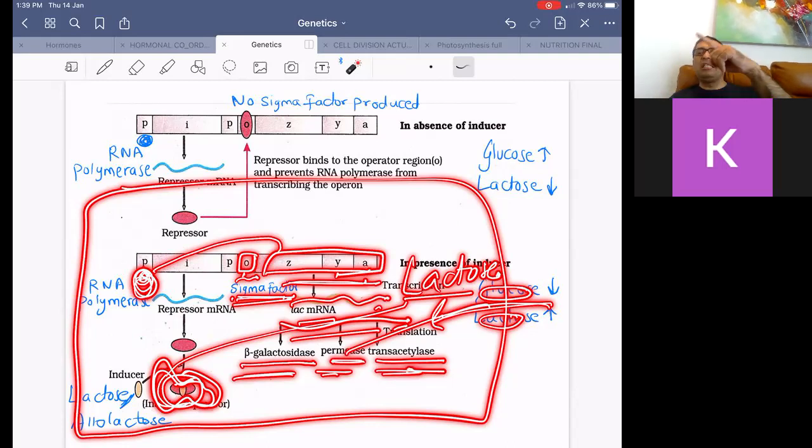Look over here. Permease keeps on allowing lactose to enter the cell, and lactose will act on repressor protein and change its shape. Because of the change of shape, repressor protein cannot bind to the operator. Operator will produce sigma factor. Sigma factor will act on the RNA polymerase, transfer it from promoter gene to the structural gene, and structural genes will undergo transcription translation to form more beta galactosidase, more permease. तो ये एक vicious cycle चालू हो जाती है.